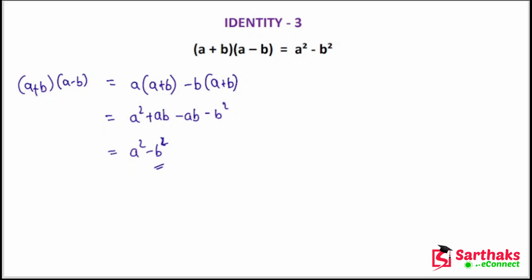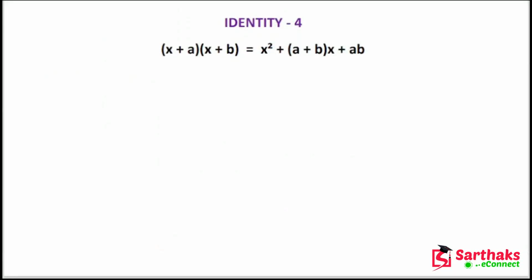This identity is (x plus a) into (x plus b) is equal to x square plus (a plus b) of x plus ab. Now this identity is useful when you have this kind of binomial, x plus something and x plus another thing. So the variable is the same, the power is the same, and just these a and b are different, then you can directly add them.